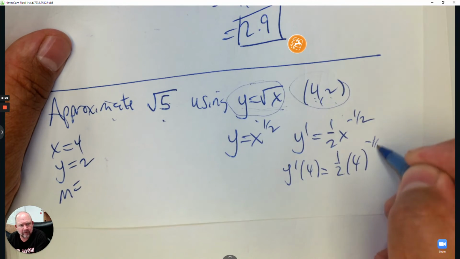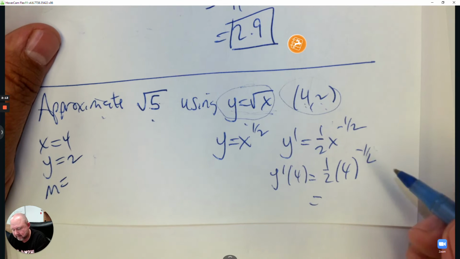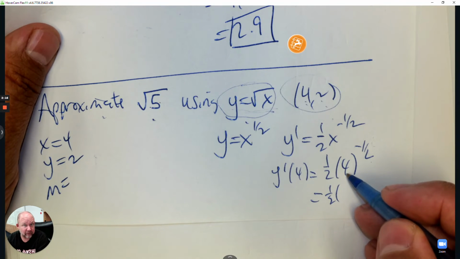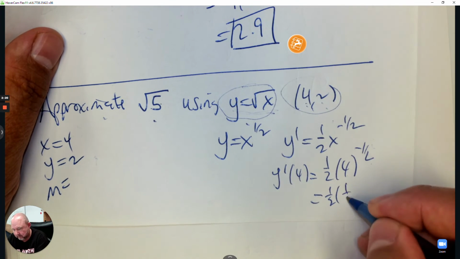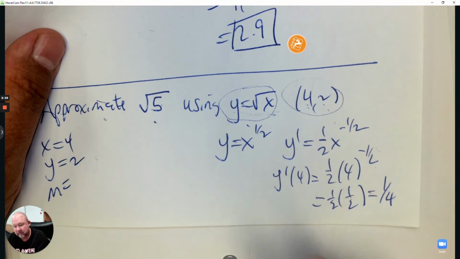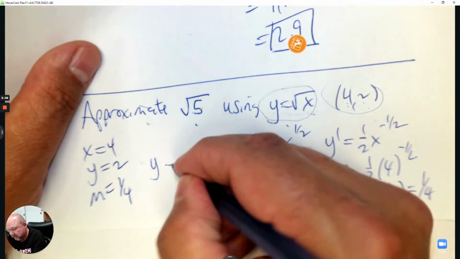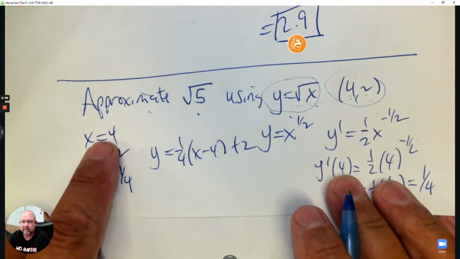Some still struggle with this. How do you handle a negative exponent, a fractional exponent? So 1/2 means the square root of 4. That's 2. Negative means you take the answer 2 and you do the reciprocal. So altogether that's 1/2. And so when you multiply it, it's 1 over 4. That's the slope. So then we write down the slope, x minus 4 plus 2.